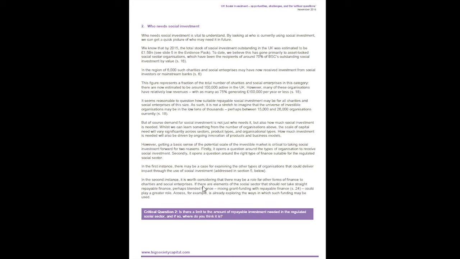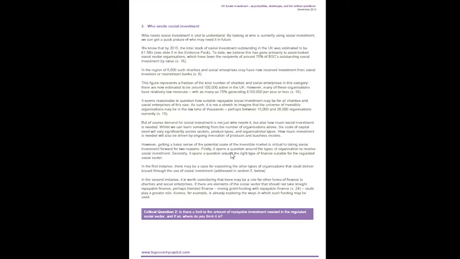I wonder if there's a bifurcation in the question, that there could be a large number of small organizations that need a small amount of capital, and that would suggest one kind of repayable finance, and then a small number of very large investment opportunities in organizations that are ready for something more that we could call scaling at a population level. Thank you. That's a very helpful comment.